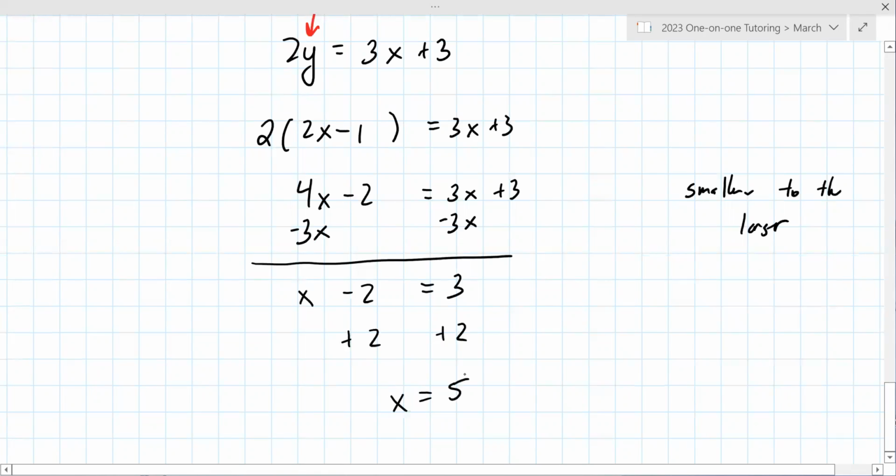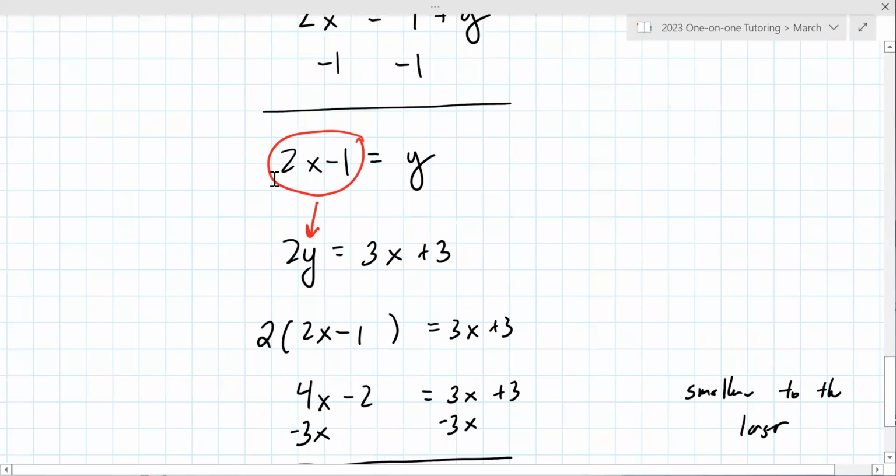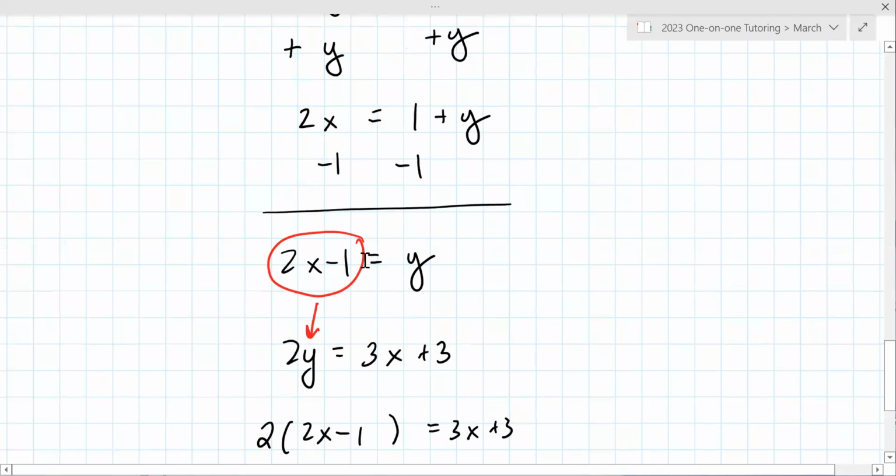X equals 5. Again, that's only part of it. You have to go back and find the other value, in this case, y. So we're going to go back until we've got an equation for y. We've got this one. So we'll use that. So y equals 2x minus 1. Y equals 2 times 5 minus 1. Y equals 9. So we have 5 and 9.